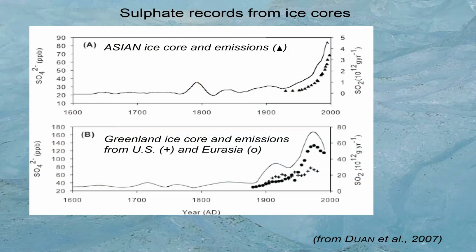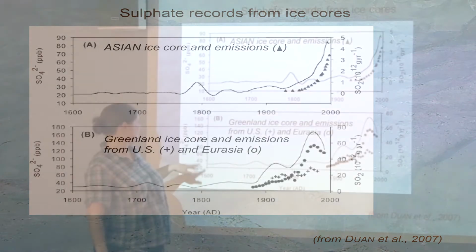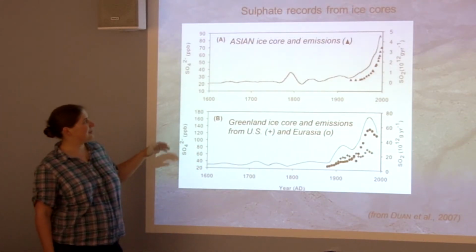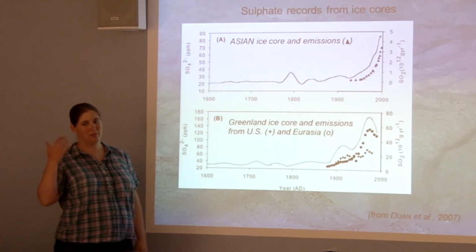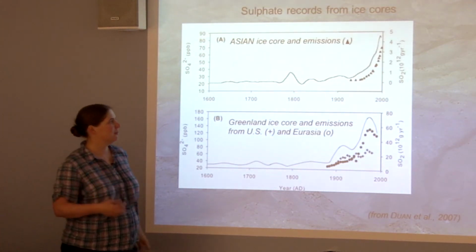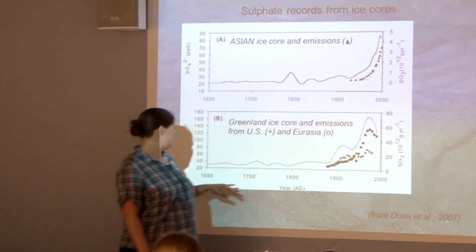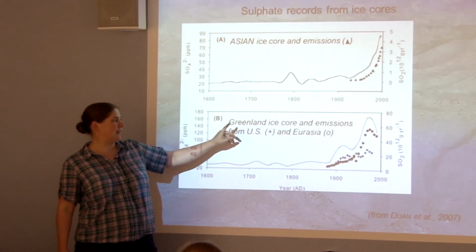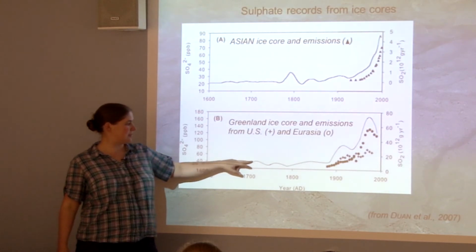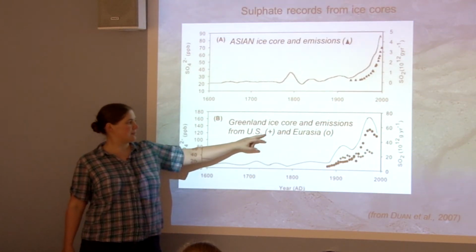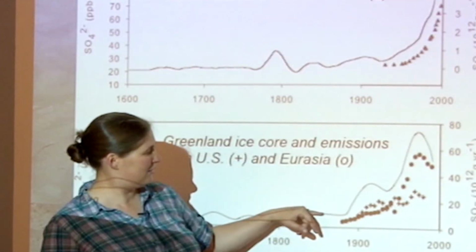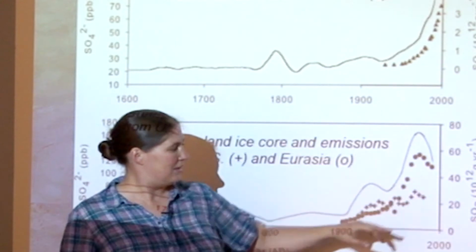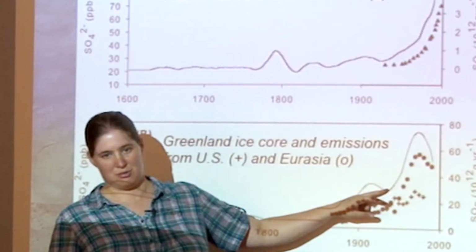So this is what I told one group before. This is sulfate, and you can measure sulfate emissions. This is the acid rain that was a big topic several years ago. And this is a Greenlandic ice core, and the measurements from the Greenlandic ice core are this line. And the emissions from the US are in crosses and from Eurasia in the dots. And you can see the emissions rose, and immediately we could see it in the ice cores as well.